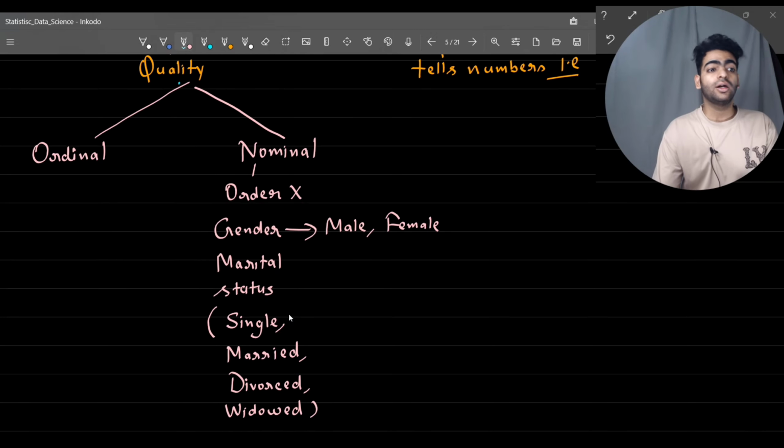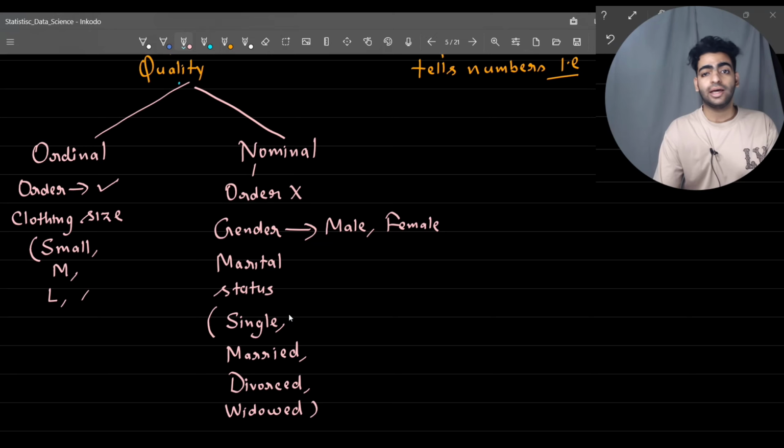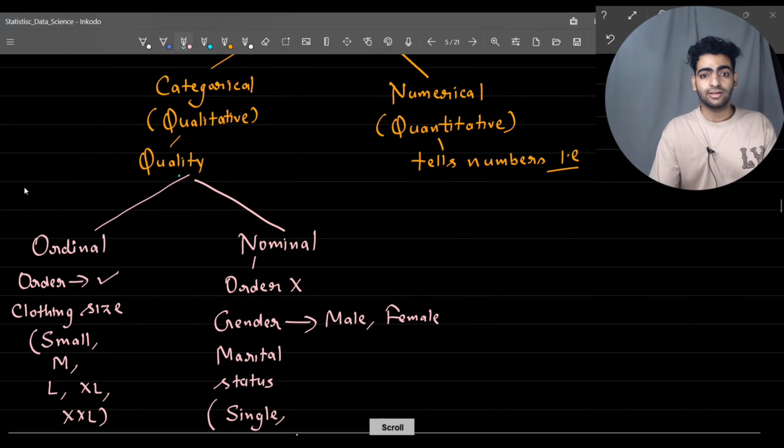But when it comes to ordinal data, it is that type of data which usually has some order. Let's say the clothing size offered by any brand. You will notice that it has some order. Let's say a small size, a medium size, a cloth can be large, it can be extra large. So here you will notice that we have some order or some hierarchy.